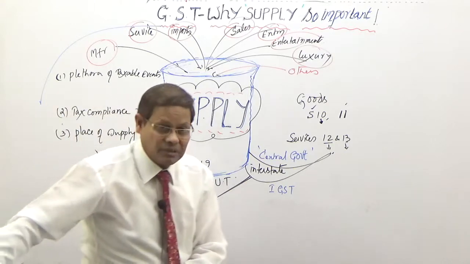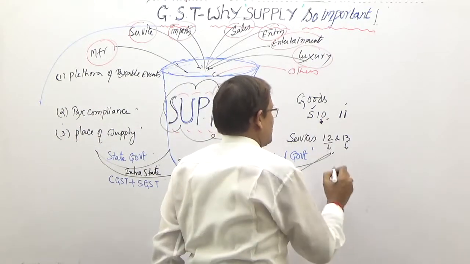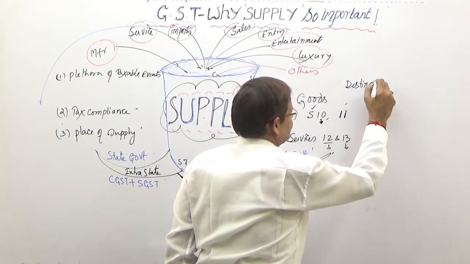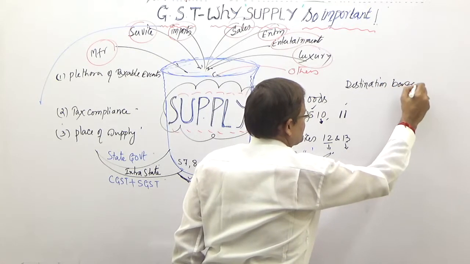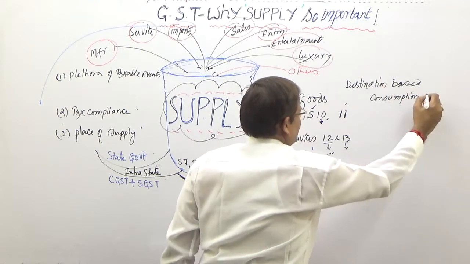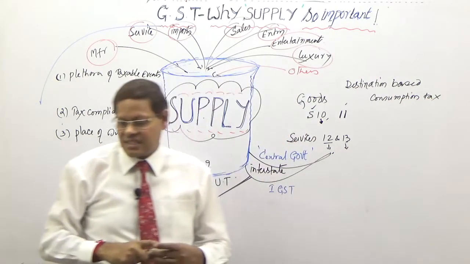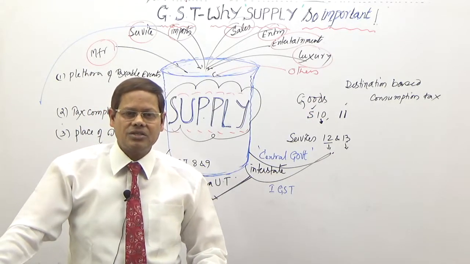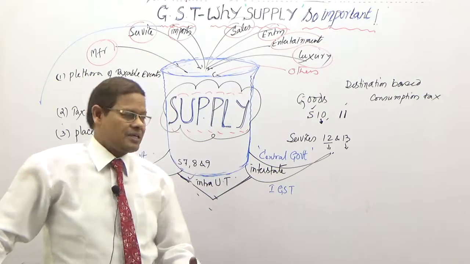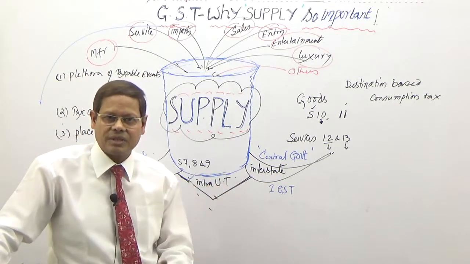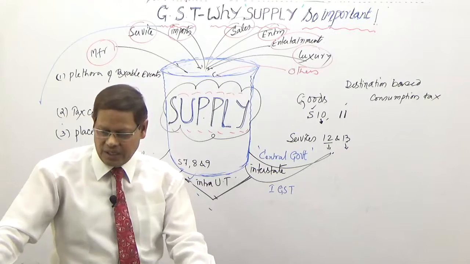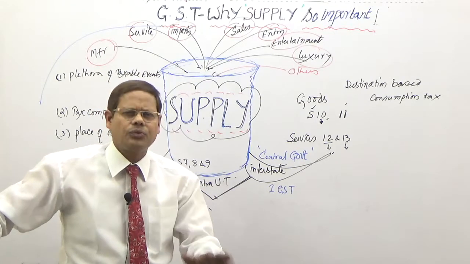Why? Because there is a lot of significance. Because now GST is a destination based consumption tax. What do you mean by this? Tax ultimately reaches that government where the consumption takes place. The place of supply signifies the place of delivery, the place where the goods have been delivered. You can take it that way, subject to a few exceptions.